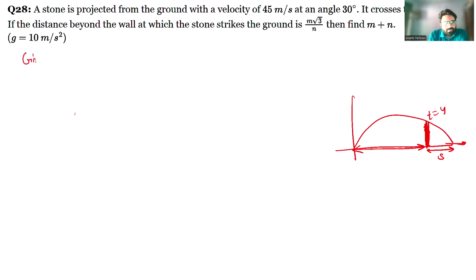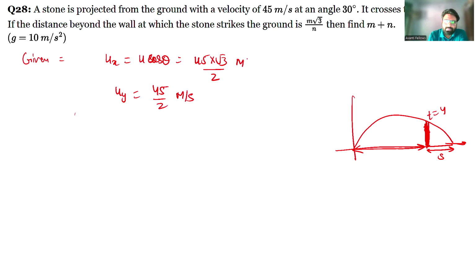So in the given data, first of all, we will write velocity is given. So ux and uy you can calculate. Ux is u cos theta. U is 45, theta is 30. So it will become 45 root 3 by 2. Uy is u sin theta. So 45 by 2 meter per second.